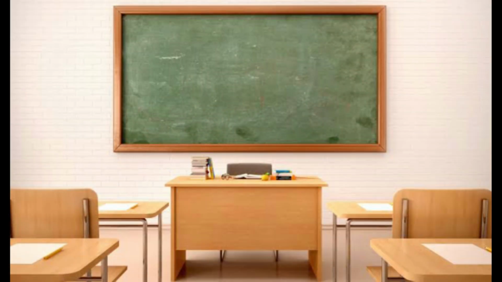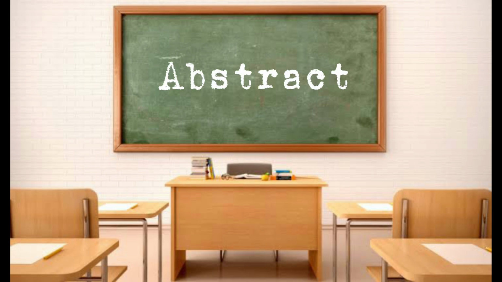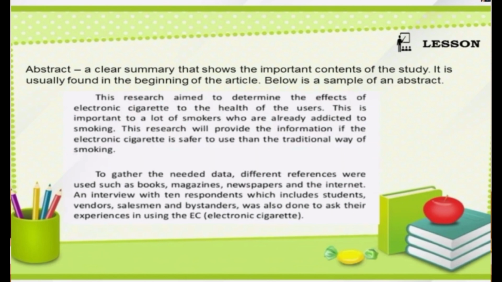Well done, students. Now let's have the discussion on the technical terms of research. Abstract. Abstract is a clear summary that shows important contents of the study. It is usually found at the beginning of the article. Below is a sample of an abstract.